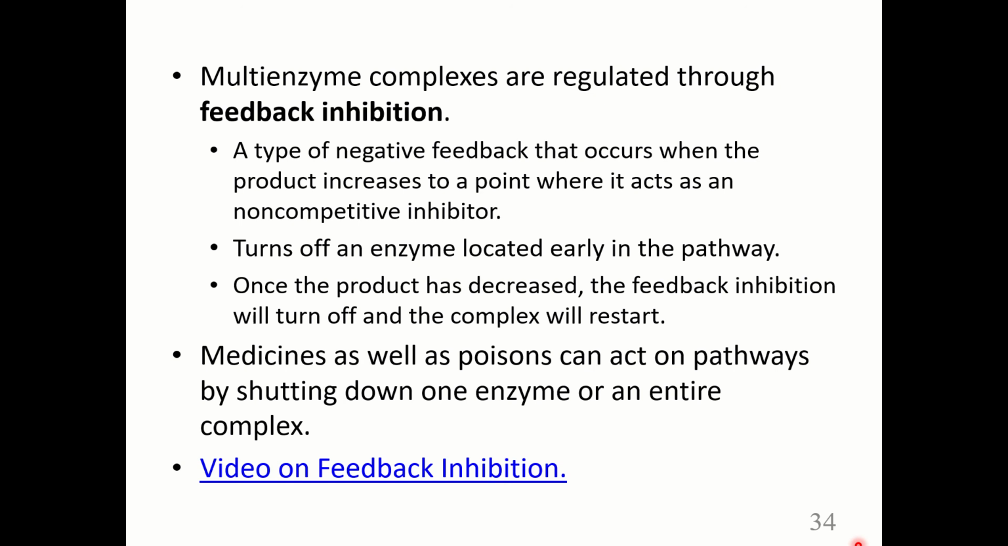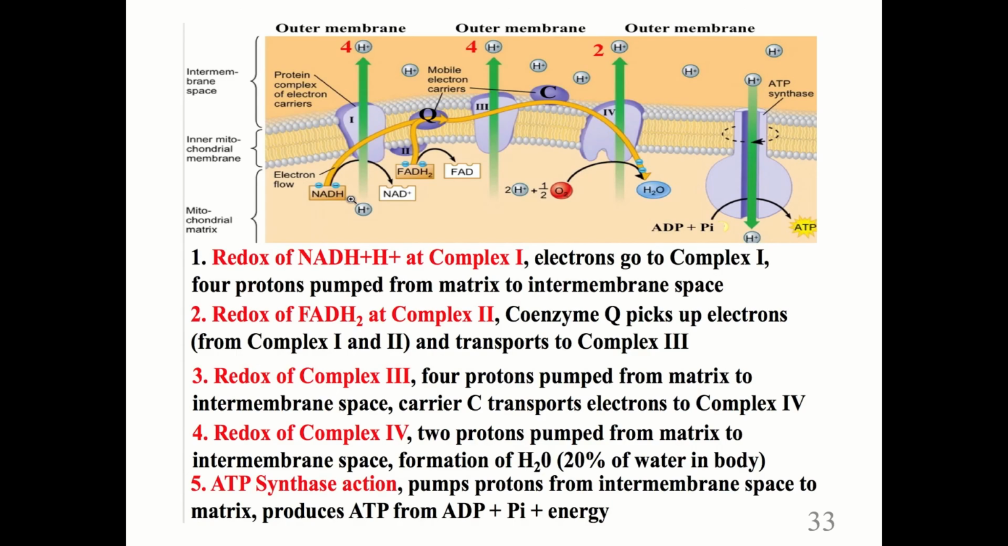Medicines as well as poisons can act on metabolic pathways by shutting down one enzyme or by shutting down an entire complex. An example of this is cyanide. Cyanide will shut down the electron transport chain by shutting down one of the complexes. By simply shutting down one complex in a metabolic pathway, no ATP can be synthesized. Without ATP, the body cannot perform cellular work. It cannot function, and the organism will die.